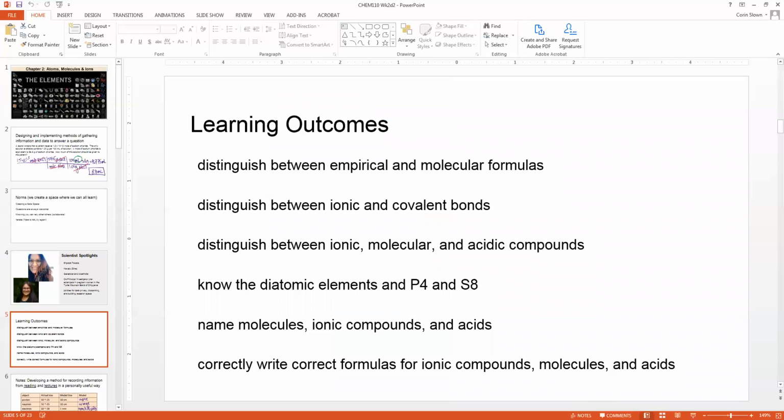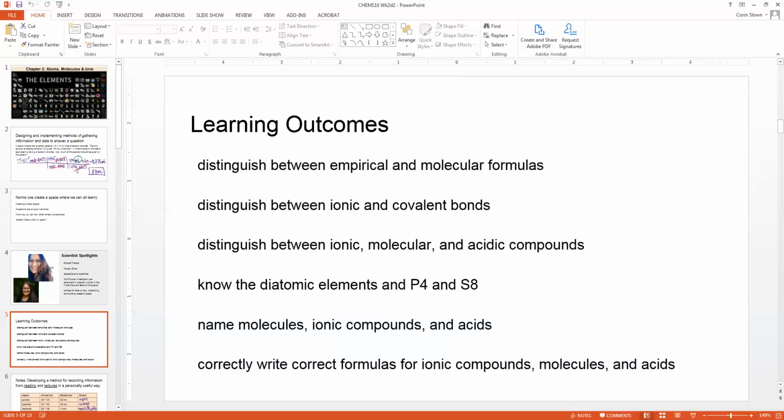We're going to take a look at learning outcomes. So we're going to be able to distinguish between empirical and molecular formulas. We're also going to be able to distinguish between ionic and covalent bonds. We're going to distinguish between ionic, molecular, and acidic compounds. And then we're going to be able to recognize diatomic elements and polyatomic elements such as P4 and S8.